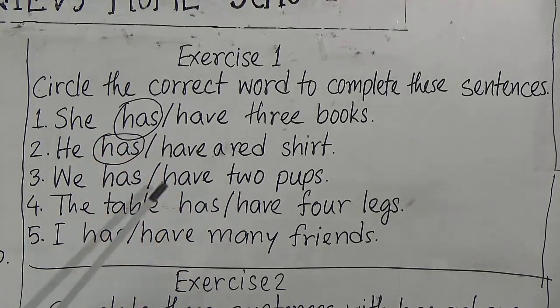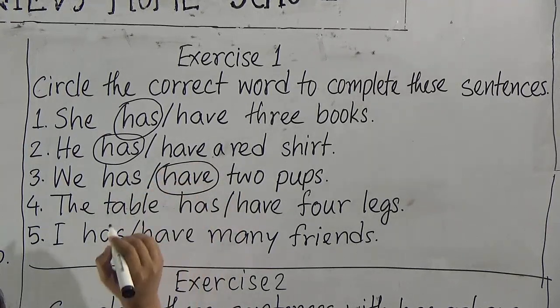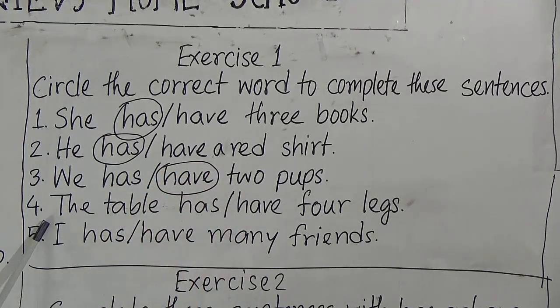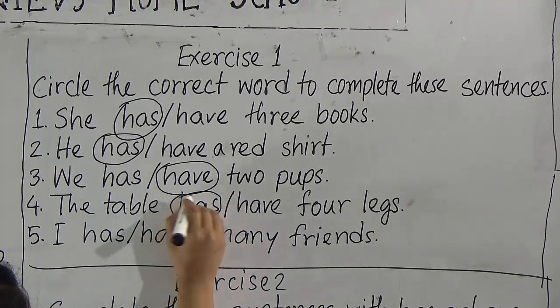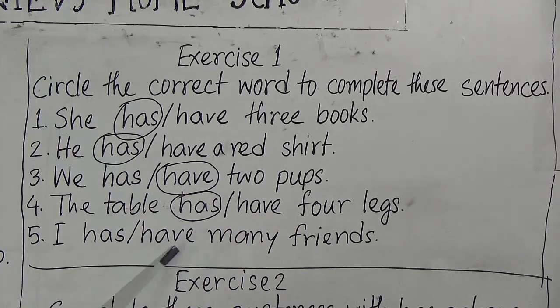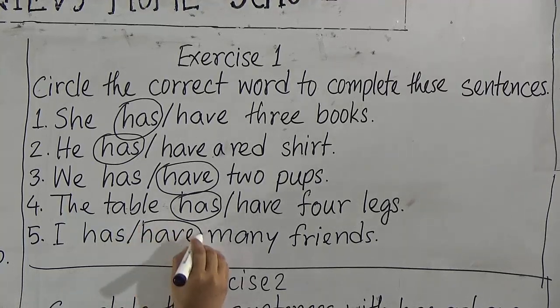Now we has or have 2 pups. We, that means there are more than one person. So we will circle have. Number 4. The table has or have 4 legs. The table, that means only one table, that one thing. So we will circle has. Now I has or have many friends. Though I indicates one person, it is exceptional. That's why we will circle have, because after I we always use have.